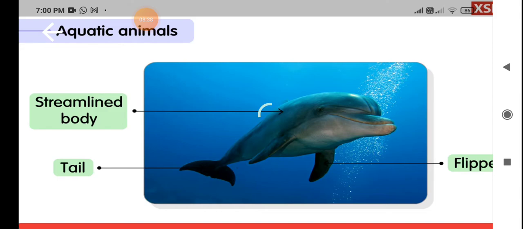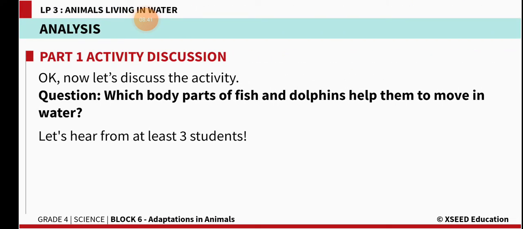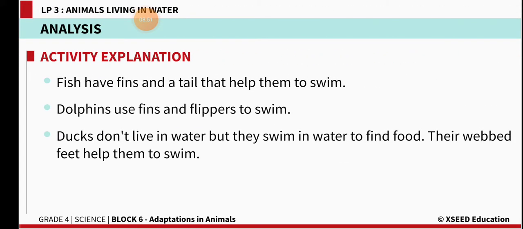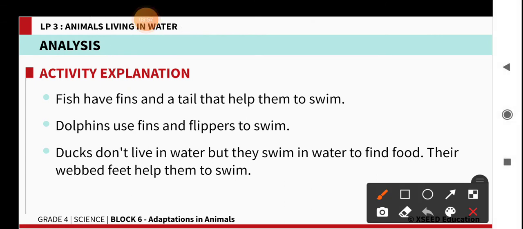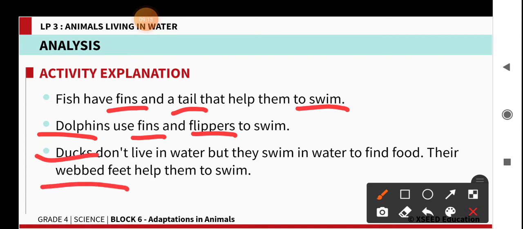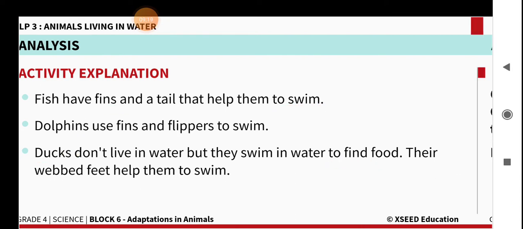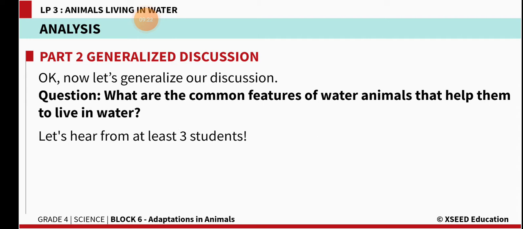So understood, children? Now we will discuss based on our activity. Which body parts of fish and dolphins help them to move in water? You know very well, just now you had seen, for the dolphins flippers and tail are helping, and for the fishes fins and tail are helping. Ducks have webbed feet which help them to swim in the water and to find their food. Yes, that's what you understood from your activity and from your content book.